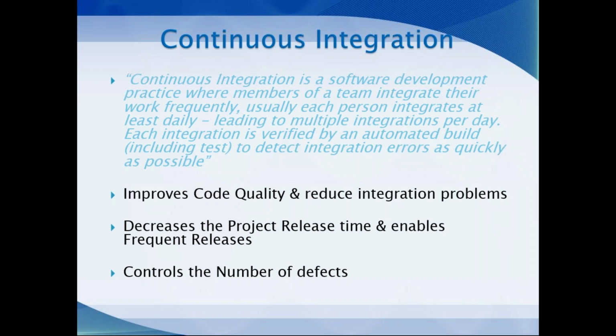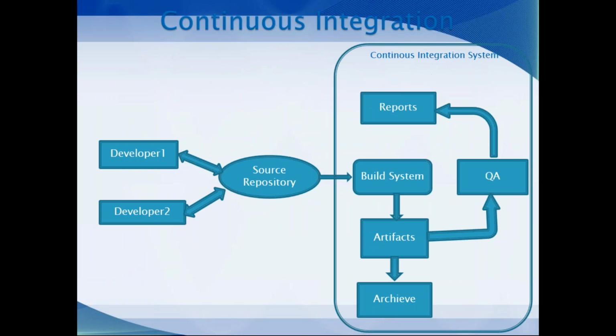Okay, then it controls the number of defects. If you have any defects, it will immediately find them. This is how it looks. If you see here, here is developer 1 and developer 2. Here is your source code repository, that means SVN or Git. Developers check in and commit the code frequently to the source code repository.